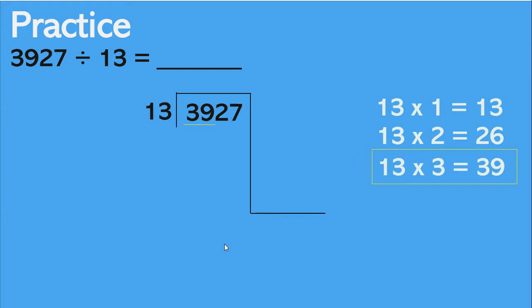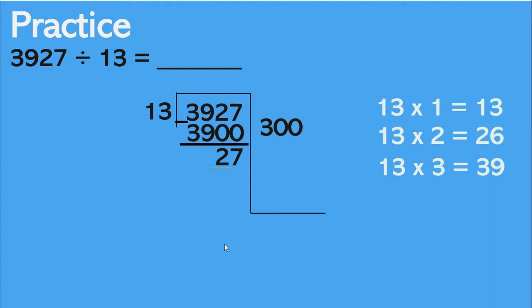But remember, we're not looking for 39 ones, we're looking for 39 hundreds. So I'm not going to multiply 13 times 3 ones, I'm going to multiply 13 times 300, which equals 3,900. Now I can subtract, and I see I have 27 left over.